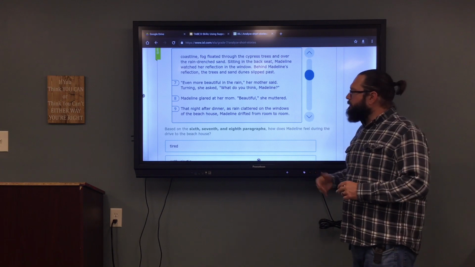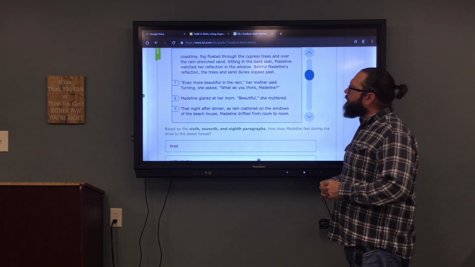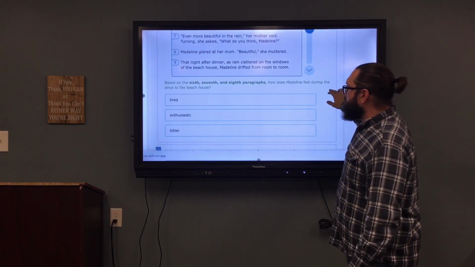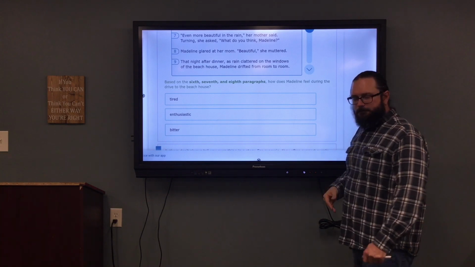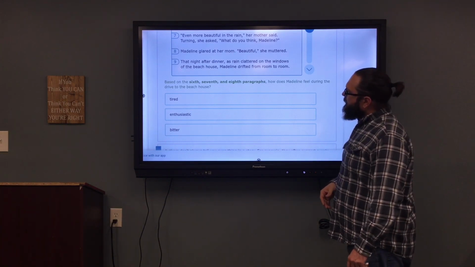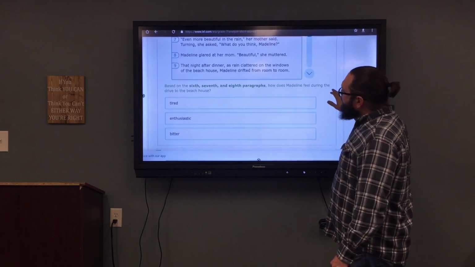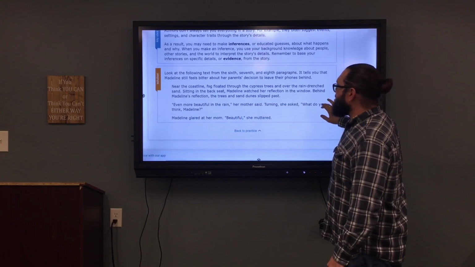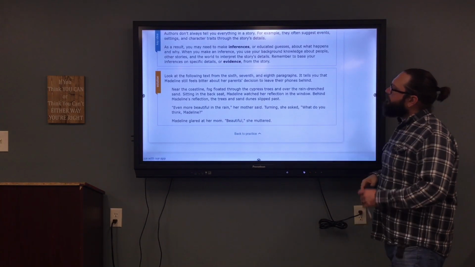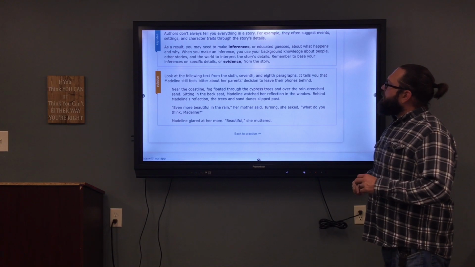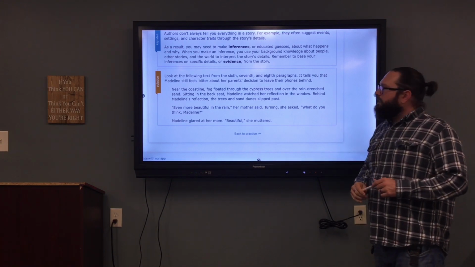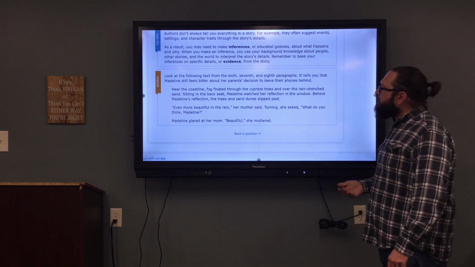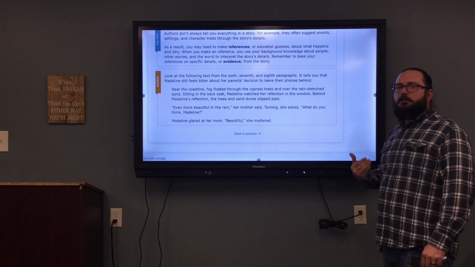So, based on the 6th, 7th, and 8th paragraphs, how does Madeline feel about the drive to the beach house? Well, let's look at our answer choices. Tired, enthusiastic, or bitter? Well, what details in the passage would help us make a decision on how she feels? When we look at these paragraphs, it's going to tell us that Madeline feels bitter about her parents' decision to leave their phones behind.